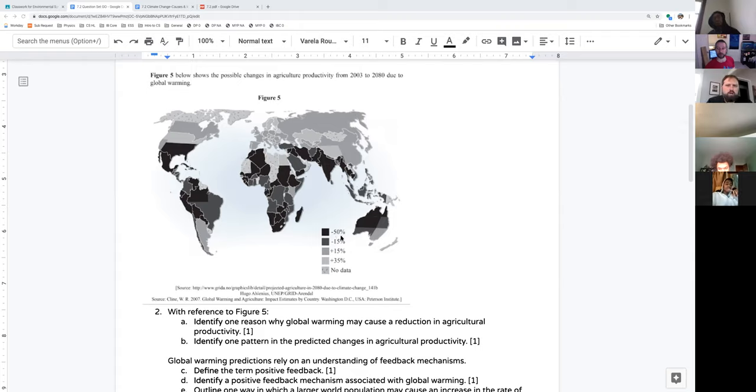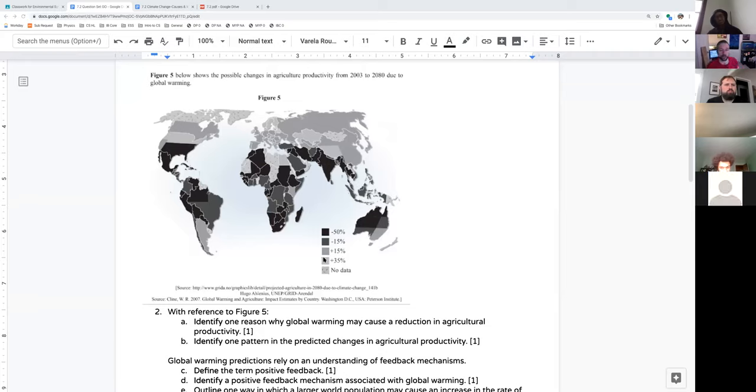So a negative 50%. It's a negative change. Bad. Yeah, that's going to be a bad thing. There's going to be less productivity on that land, all right, due to global warming. So that means that the plus 35%, that's going to be a good thing for those areas. Let's try to identify what a trend is in this data. Before we even look at these questions, let's try to identify a trend in this data.